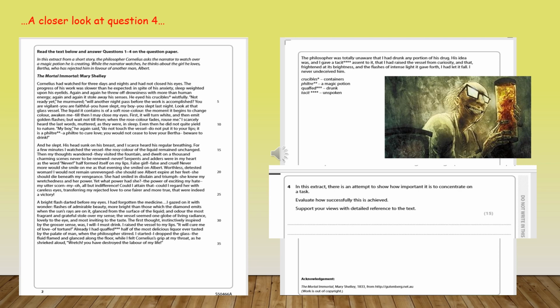Question 4 takes you back to looking at the whole text, and if you look at the question, it says there's an attempt to show how important it is to concentrate on a task. It's a little bit misleading because you might just think this is about the narrator who doesn't concentrate on watching the liquid, but it's also about Cornelius. He doesn't concentrate anymore because he's too tired. So just be careful that you can cover both of those things in this question in order to move you up in the marks.